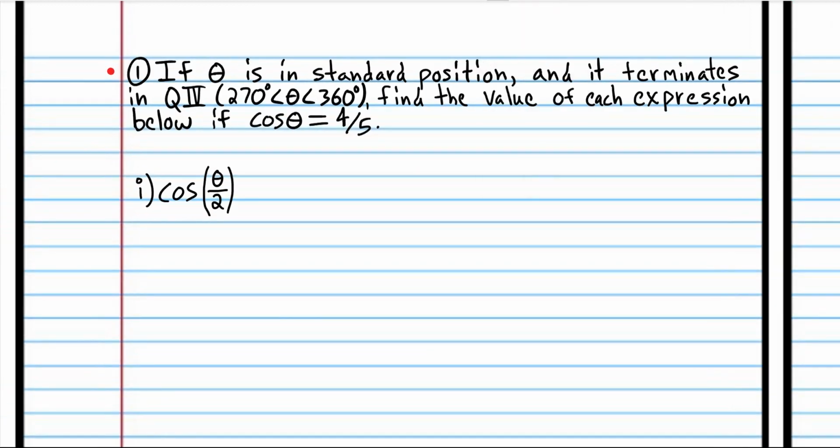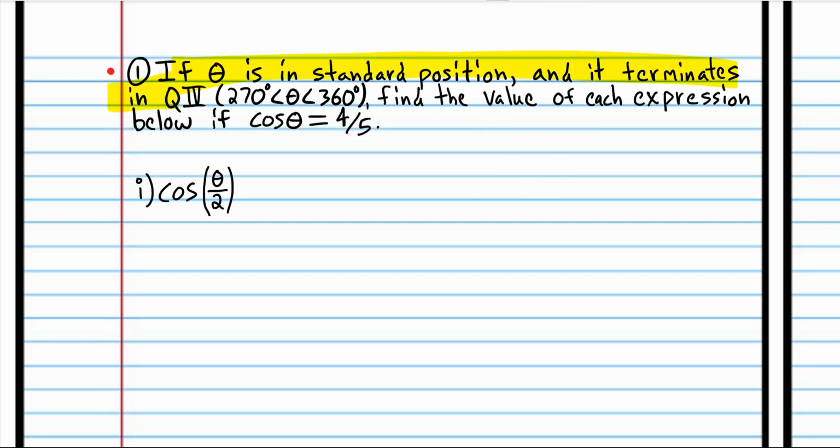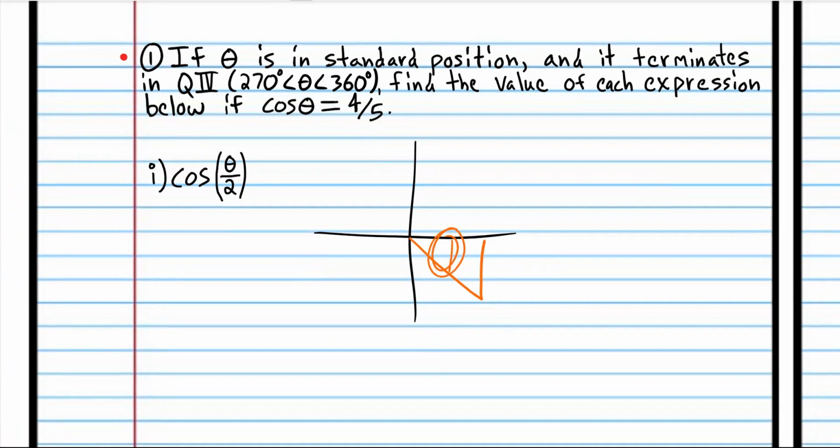It says if theta is in standard position and it terminates in quadrant 4, find the value of each expression below if cosine theta is 4/5. Now notice it says that theta is between 270 and 360 degrees in quadrant 4. The reason we have to say this is because there's a lot of angles that terminate in quadrant 4 that are not between 270 and 360. For example, this angle terminates in quadrant 4, but that angle is negative. It's not between 270 and 360.